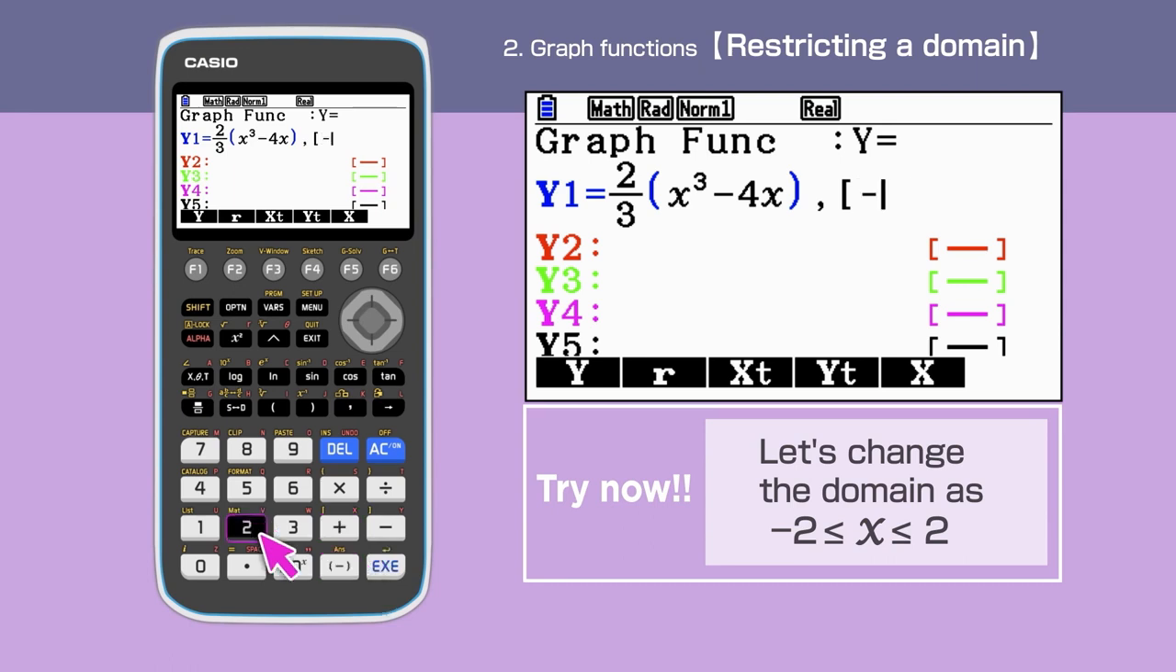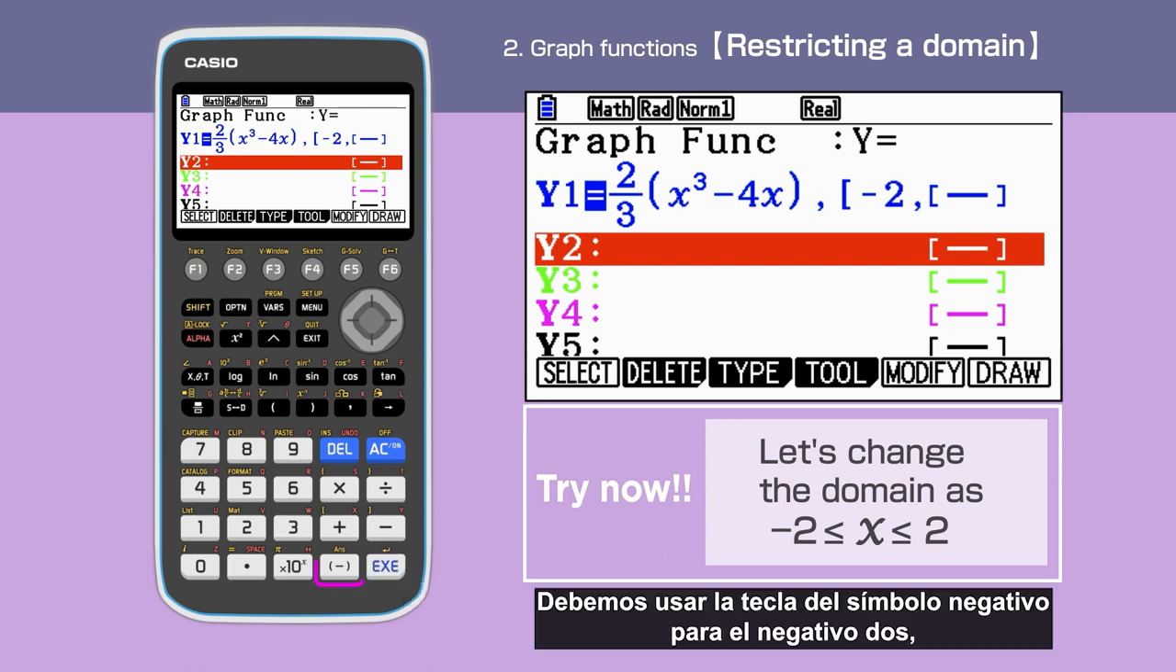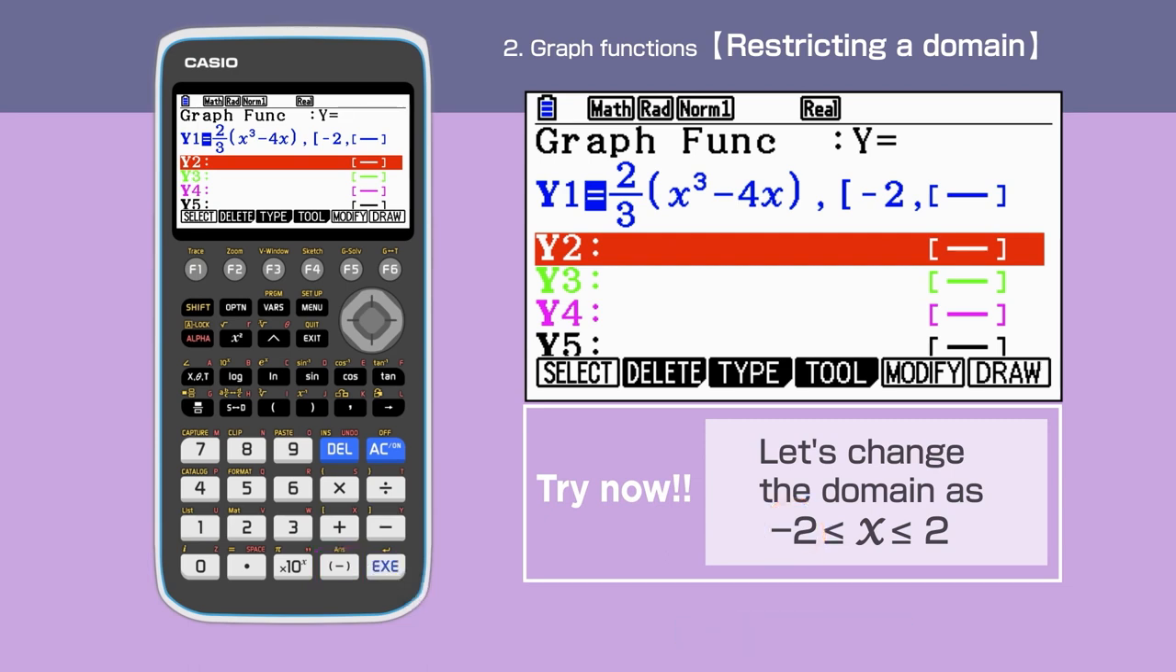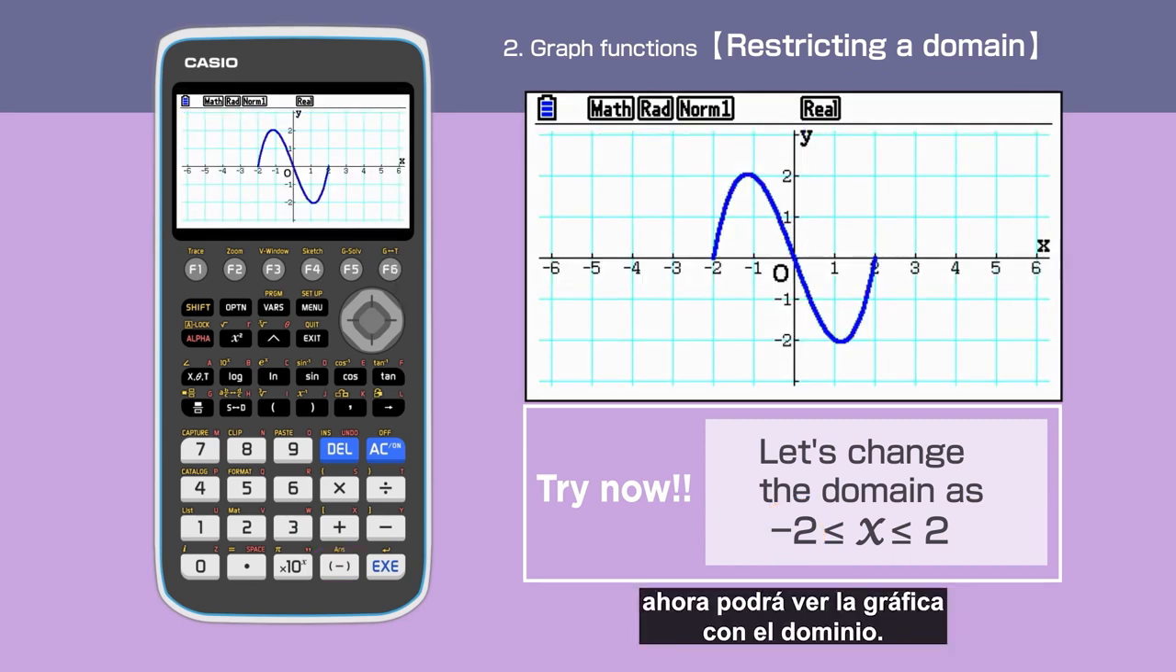-2, comma, 2. Close the bracket. We need to use the bracket minus negative key for the -2, not the subtract key. Press F6. Now we have drawn a graph with the domain.